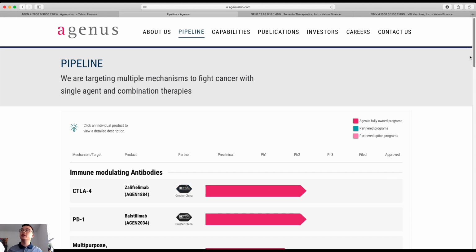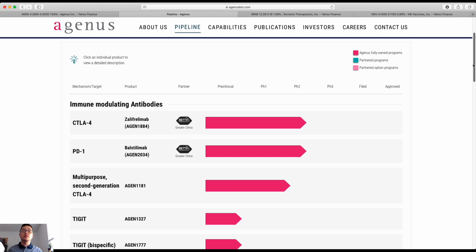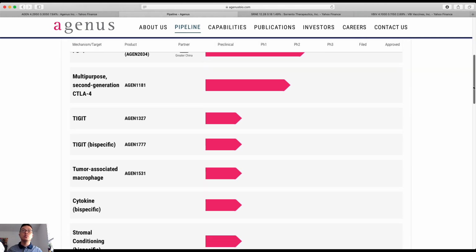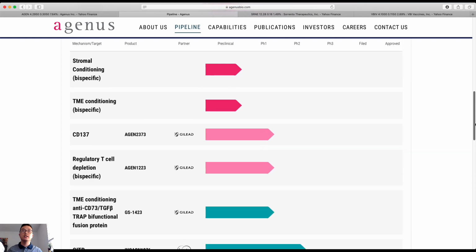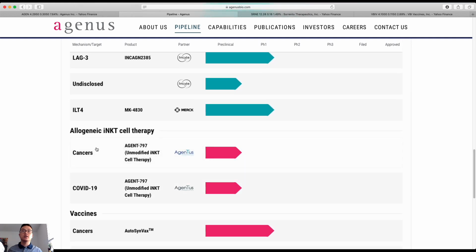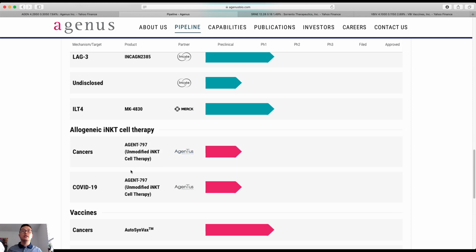But one thing I wanted to show you, though I didn't want to focus too much on it here: you see there's antibodies testing, there's tumor-associated macrophage. The one unique one I wanted to share with you, on top of the cancers, are the COVID-19 cell therapy tests here. So there's AGENT-797, Agenus in partnership, that's currently in clinical trials.